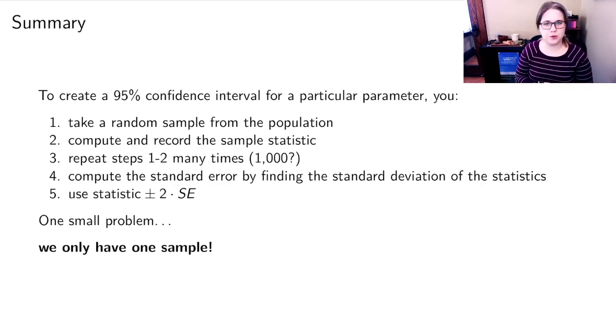So this is how we would do it in an ideal world. But the problem is we only have one sample. We can't do step 1 1,000 times because it would be too expensive. It would take too long. So we can't actually do this method. So then the question is, what do we do? And that's what we'll talk about in the next section.